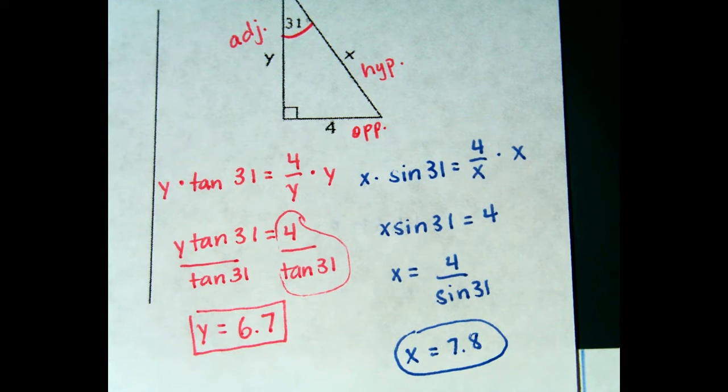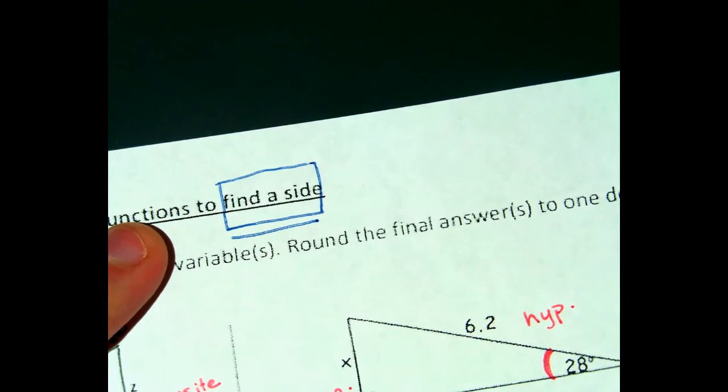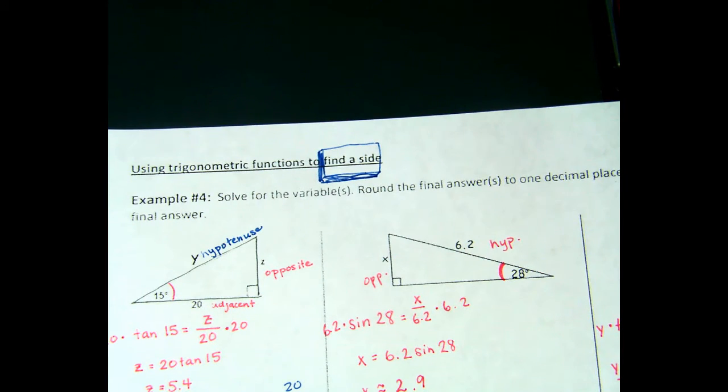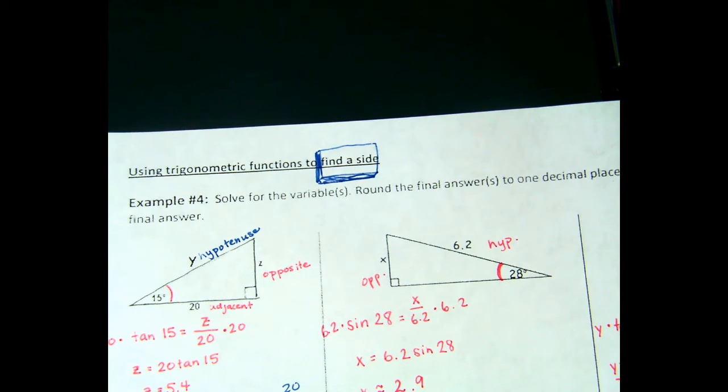Alright, this is what you do when you are missing side lengths. Make a big note here. That is how to find a side length. I'm not saying you will, but I have people that get confused when we get to finding an angle, and they confuse finding an angle with finding a side. We just did how to find a side. Now we need to do how to find an angle. That's what the next 3 examples are about.